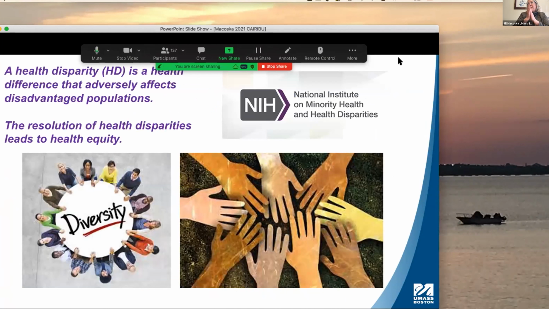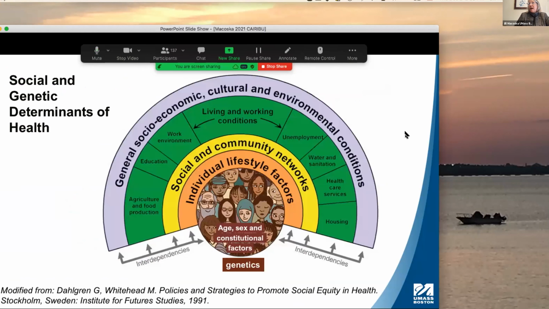So when we talk about health disparities, I think it's good to go to the experts at the National Institute on Minority Health and Health Disparities, who define health disparities as a health difference that adversely affects disadvantaged populations. And the resolution of health disparities would actually lead to health equity, which is what we're going to end up talking about. When we talk about health disparities, we have to identify the sources, the causes of health disparities, and they are multiple. So we typically talk about social and genetic determinants of health.